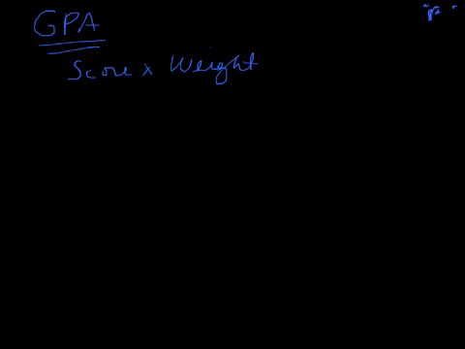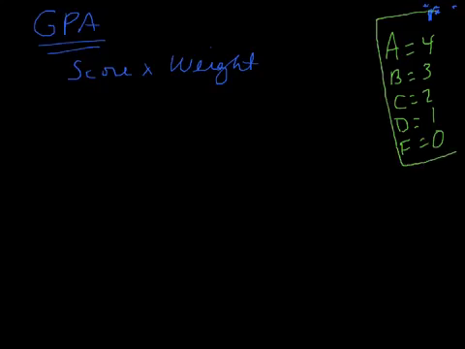Weighted average, when you're working with a GPA, it's the same as any other kind of weighted average. You still are going to do score times weight. The only difference is you just have to know what the score and the weight is in a GPA problem. Grade point average is always based on a 4-point scale. A's are worth 4 points, B's are worth 3, C's are worth 2, and D's are worth 1. F, you get nothing. So those are the scores.